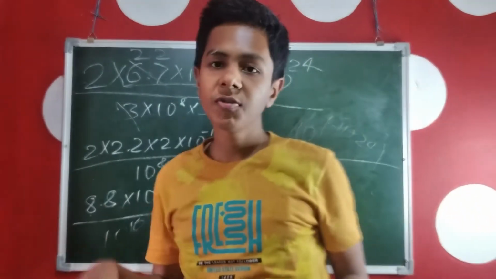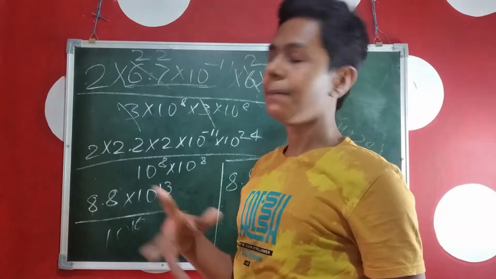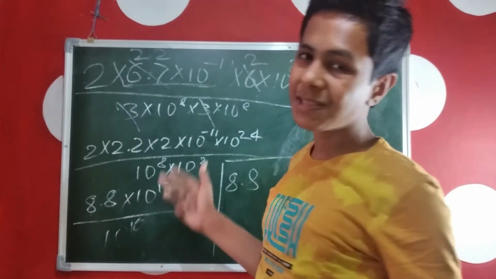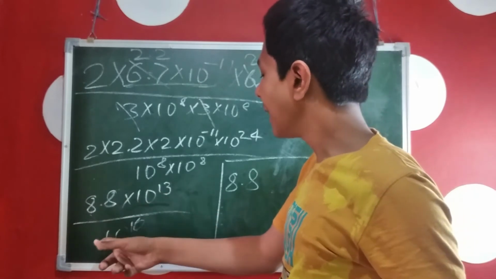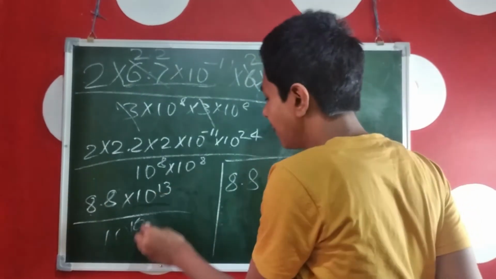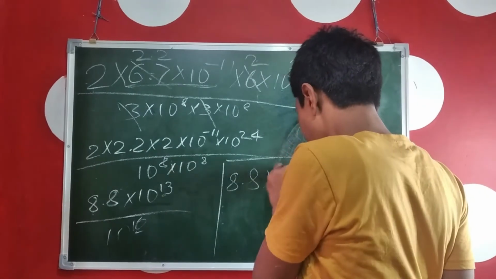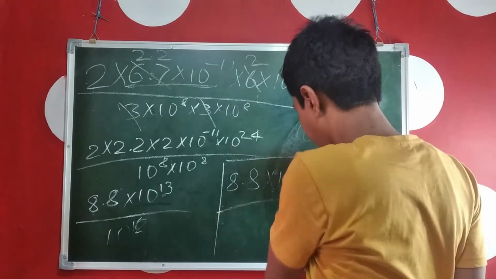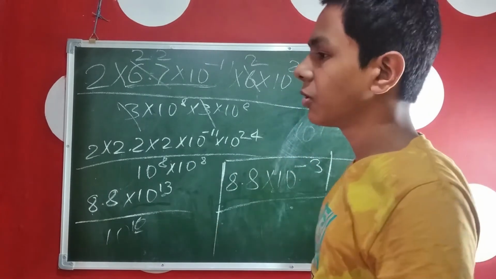Further here, 8.8. Another law of exponents says that if two numbers are in division and have the same base but different exponents, we subtract their exponents. So 10 to the power 13 by 10 to the power 16, we can write this as 13 minus 16, which is minus 3. So this is the value we get: 8.8 into 10 to the power minus 3.